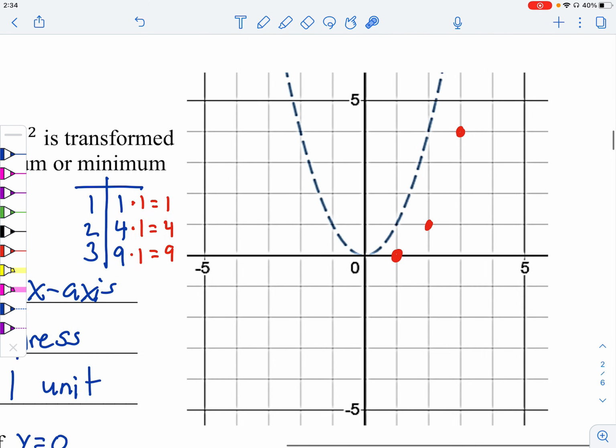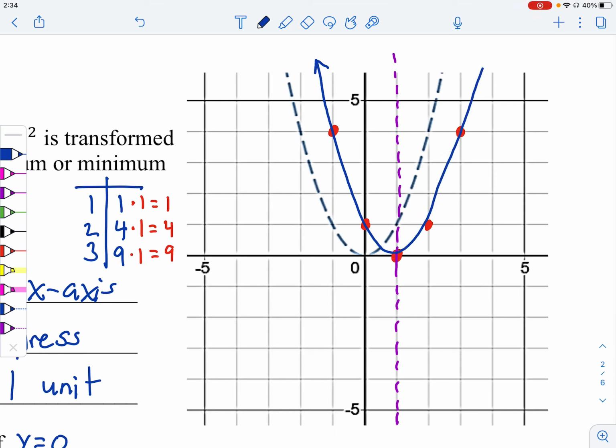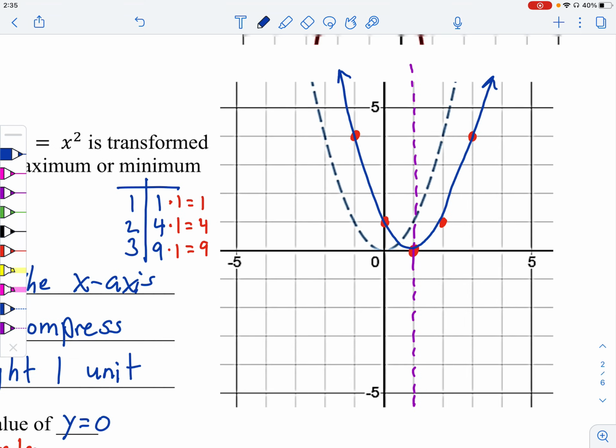Then we have an axis of symmetry right through the middle of our vertex, at x equals 1, because our vertex is at (1, 0). We mirror the points to the other side: 1 away from the middle, 1 away on the other side, and 2 away from the middle, 2 away on the other side. Now we can draw our parabola, our U-shaped graph, right through our points, as best as possible.